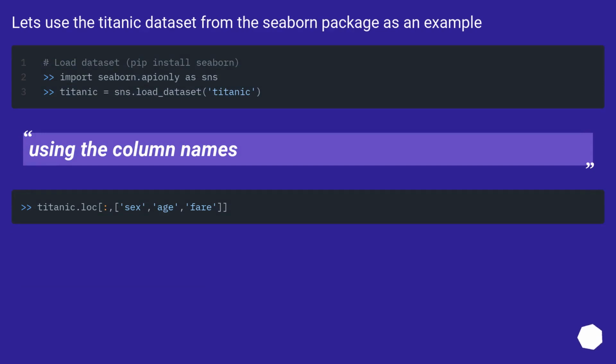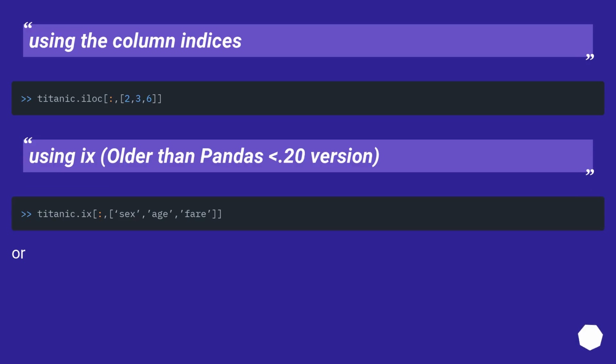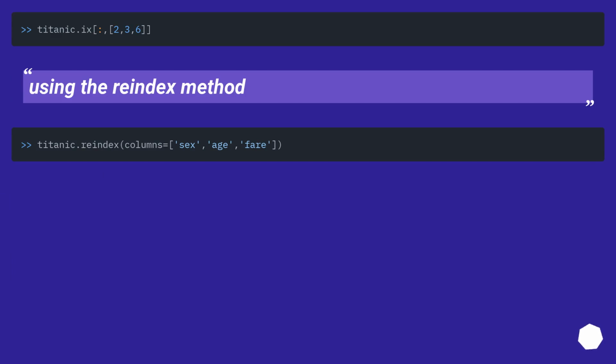Let's use the Titanic dataset from the seaborn package as an example. Using the column names. Using the column indices. Using .ix, in pandas versions older than 0.20. Or using the reindex method.